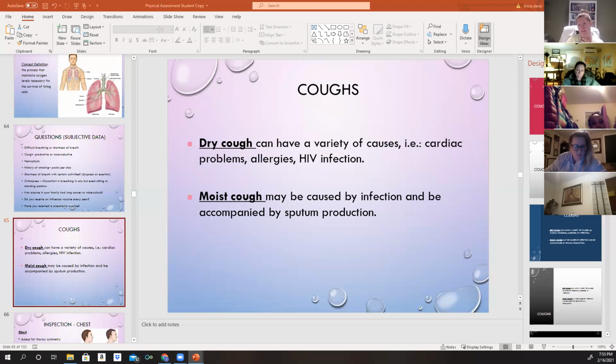Check their lungs. Say that again. Listen to the lungs. Listen to their lungs. Very good. So that's making that priority assessment.